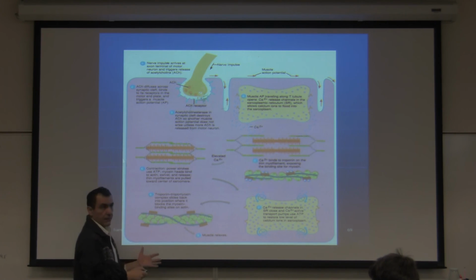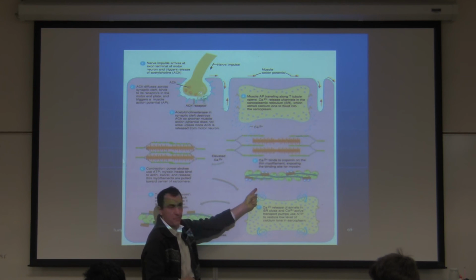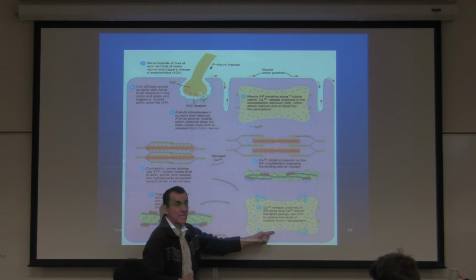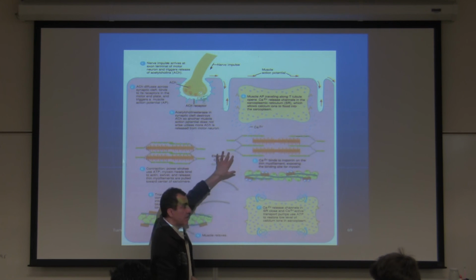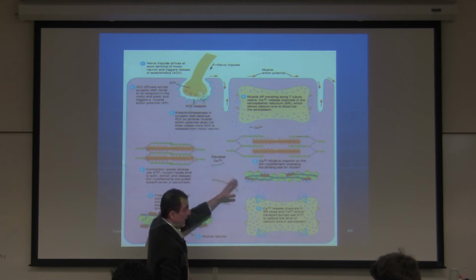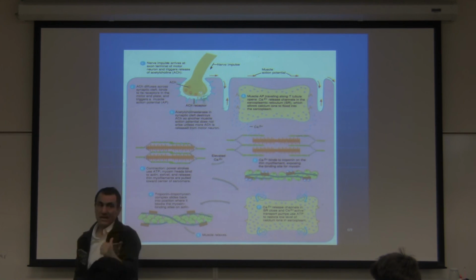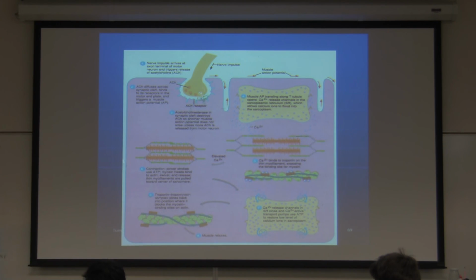At the end, when it's all over, again you need ATP, back in Biology 1 again. When calcium is going back from the sarcoplasm into the sarcoplasmic reticulum, you need ATP for calcium to go back. I hope I'm making some sense.